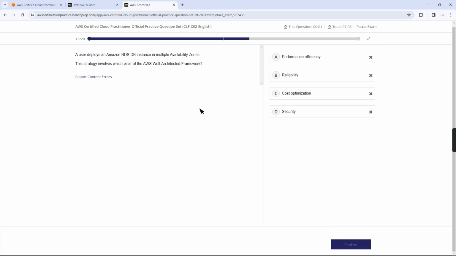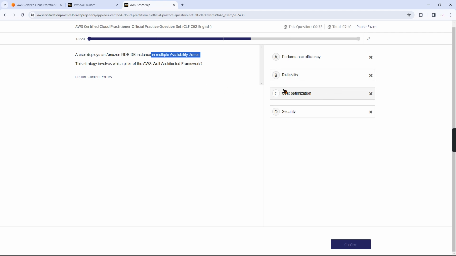Moving on. A user deploys an RDS DB instance in multiple Availability Zones. This strategy involves which pillar of the AWS Well-Architected Framework? So the AWS Well-Architected Framework comes with 6 pillars basically. All these 4 pillars are there. Along with that, we have operational excellence and also sustainability. But moving on to the question now, which specific strategy, deploying RDS in multiple Availability Zones?